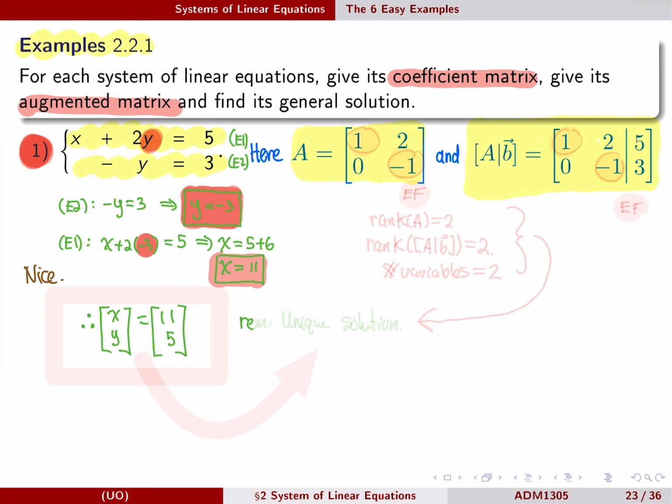A remark here that is quite important. If I ask you how many solutions we have, remember a solution is a pair x, y. Here the only pair that fits in this system is 11, 5. So we have a unique solution for that system.